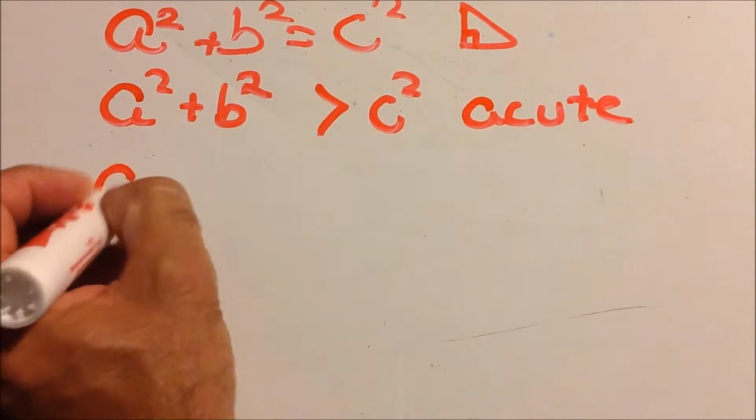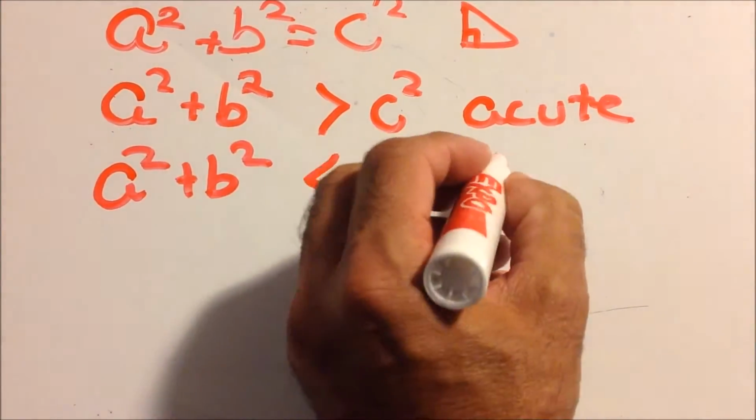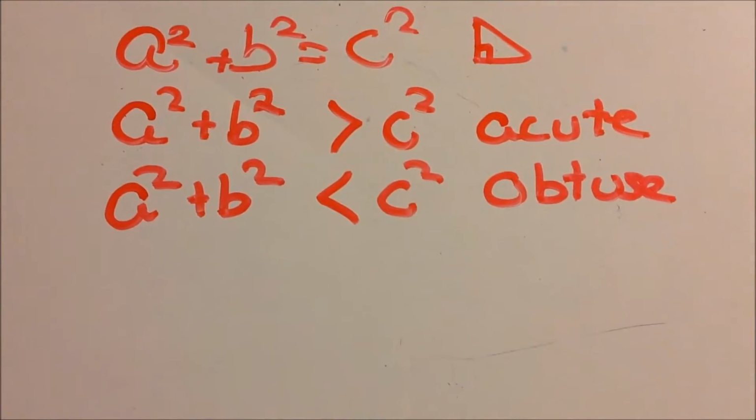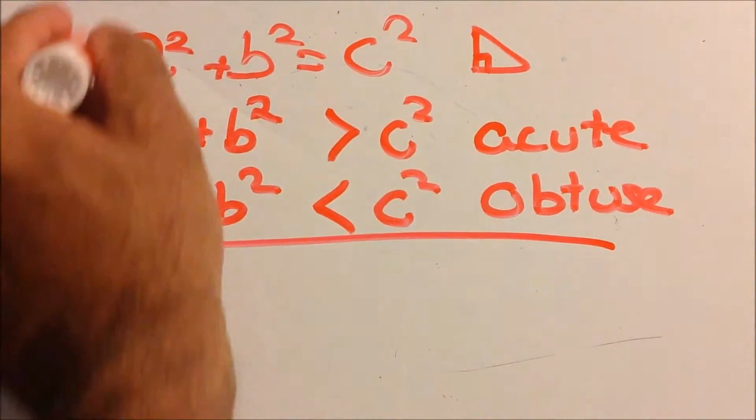And then there's one more. If a squared plus b squared is less than c squared, the triangle will be obtuse. So just put that there for a minute so you see it. Again, if a squared plus b squared equals c squared, we have a right triangle. If a squared plus b squared is greater than c squared, we have an acute triangle. And if a squared plus b squared is less than c squared, we have an obtuse triangle. And we should know our obtuse and acute from 7th grade.